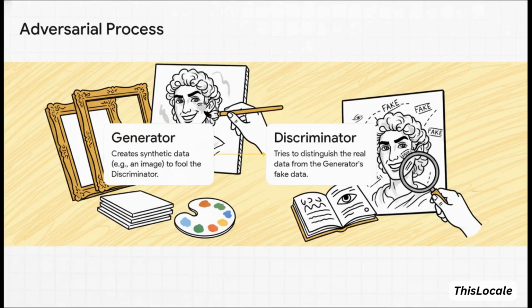Think of it like a master art forger and a world-class detective. The forger, that's our generator, whips up a fake painting. The detective, our discriminator, studies it to see if it's real or fake. Now imagine them doing this millions of times. Eventually, the forger gets so unbelievably good that the detective can't tell the difference anymore. And at that point, the generator can create synthetic data that is just stunningly realistic.